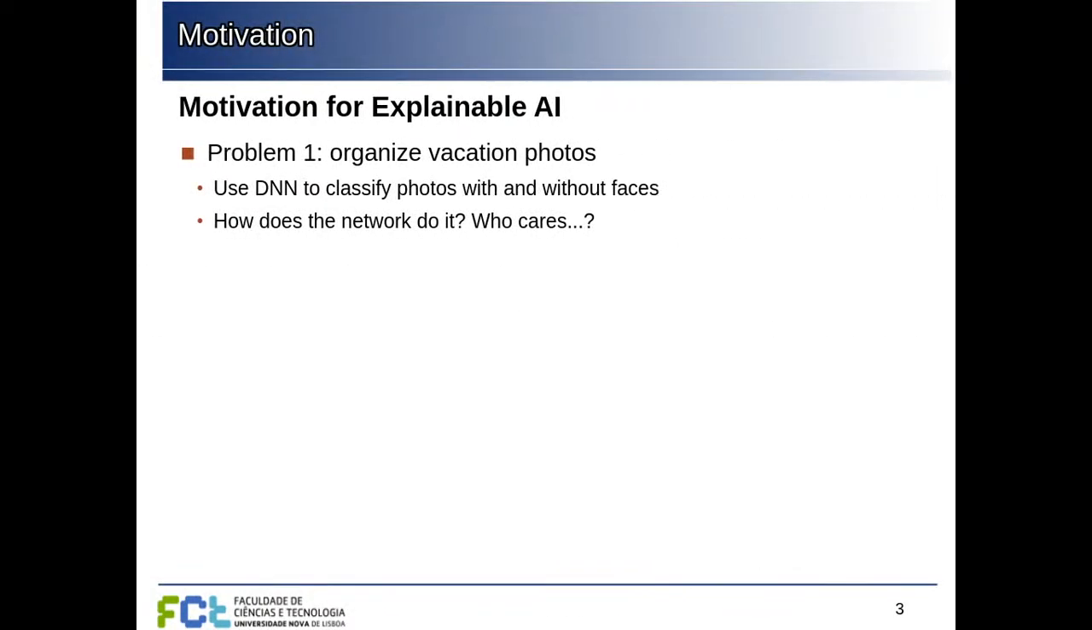So let's see why we want explainable AI in general, or in particular in our case, explaining the workings of a deep neural network. If you have a problem like organizing vacation photos, where you want to separate photos you have with your friends and selfies and so on, so photos with faces of people, and you want to separate them from photos of landscape and buildings and those that don't have people. So you can use a deep neural network to identify which photos contain people and separate them into different folders.